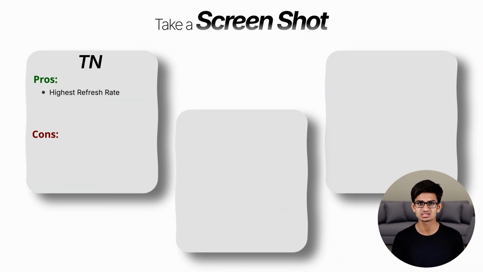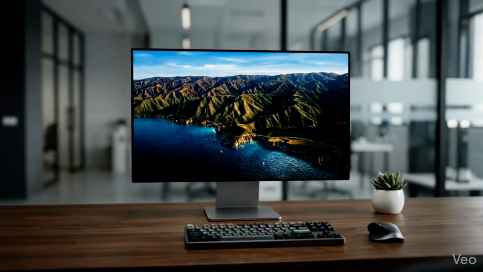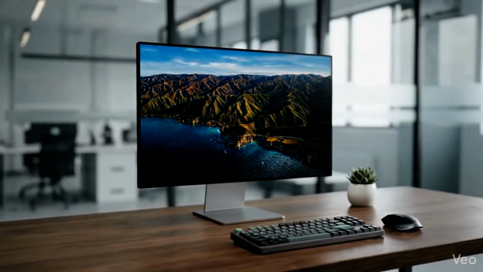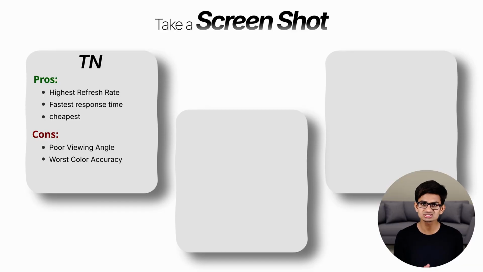LCD displays have three different types which have their own pros and cons. So the first one is the TN panel, which has the highest refresh rate, fastest response time, and it's also the cheapest. With these three advantages, it also has some prominent disadvantages. Its number one drawback is poor viewing angle, which means if you see this display from a side angle, then colors will be blown out. At second place, it has the worst color accuracy and it comes with the lowest contrast ratio among all three.